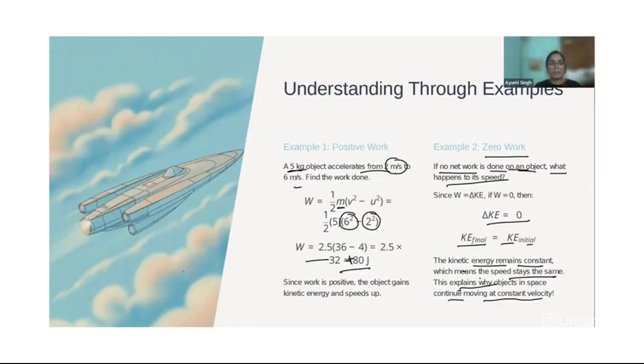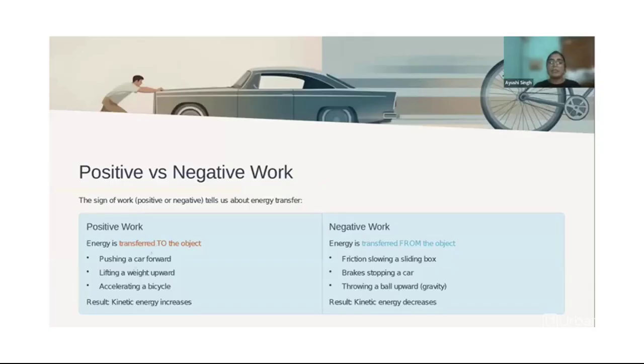Positive and negative work done, we already discussed that. Again, let's quickly see it. Positive work done is like pushing a car, so energy is being transferred in the direction of the object's movement. Negative work done is energy transferred from the object, like friction slowing down a sliding box or a brake stopping a car. All this is a result of negative work, where the kinetic energy decreases. In positive work, the kinetic energy increases.